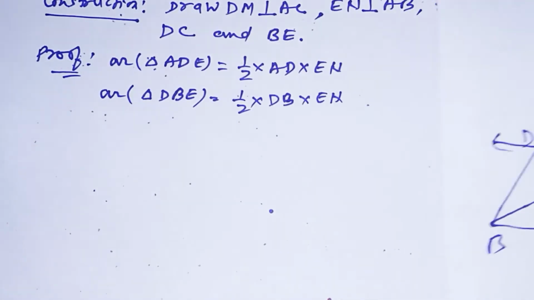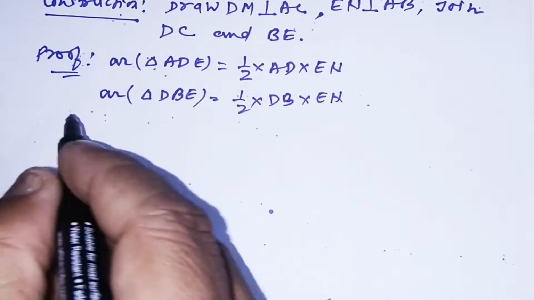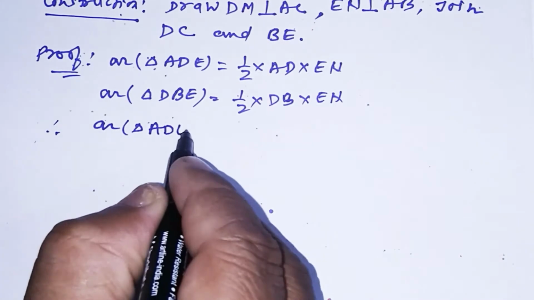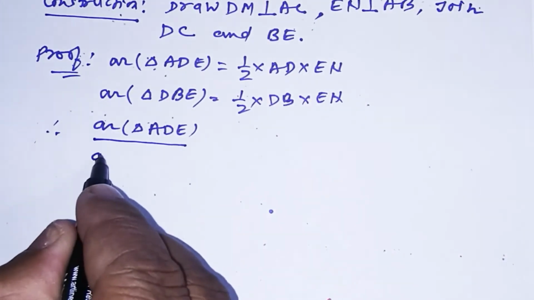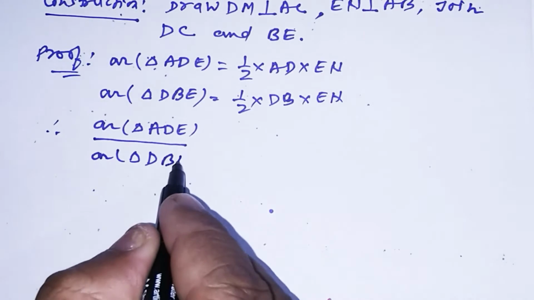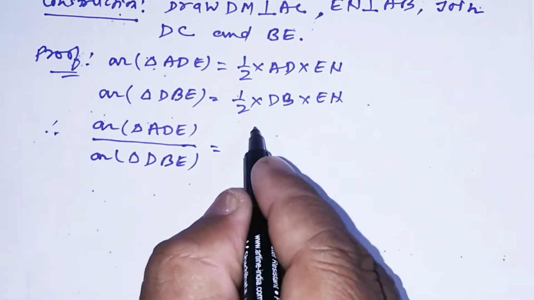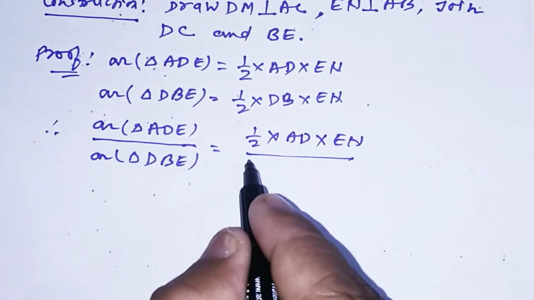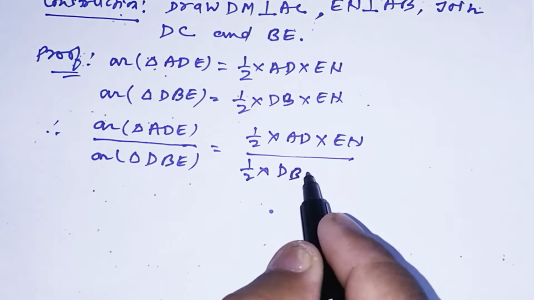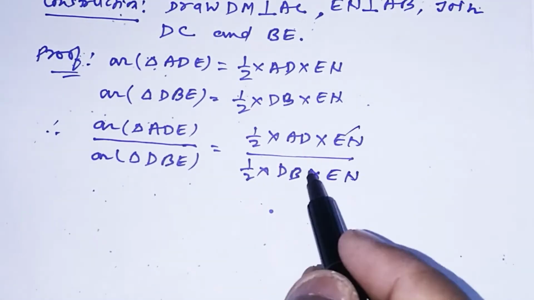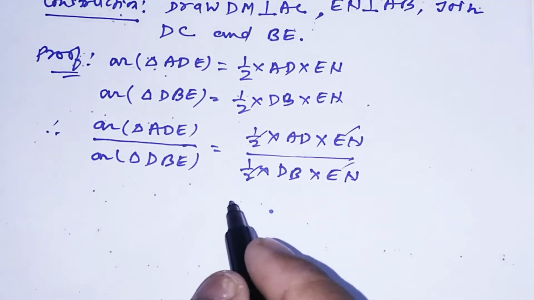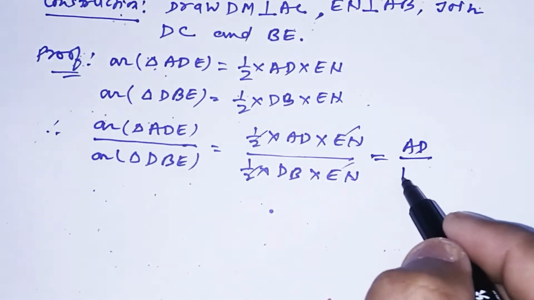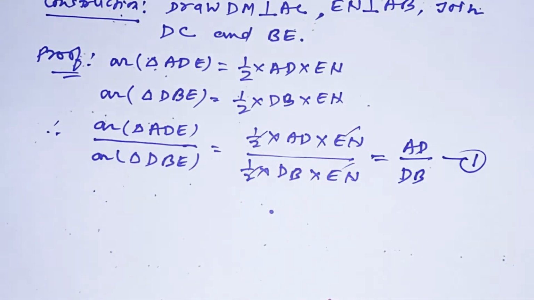Now you take the ratio of these two. Area of triangle ADE divided by area of triangle DBE will give you half into AD into EN divided by half into DB into EN. So EN gets cancelled, half gets cancelled. So finally we get AD by DB. This is your equation number 1.